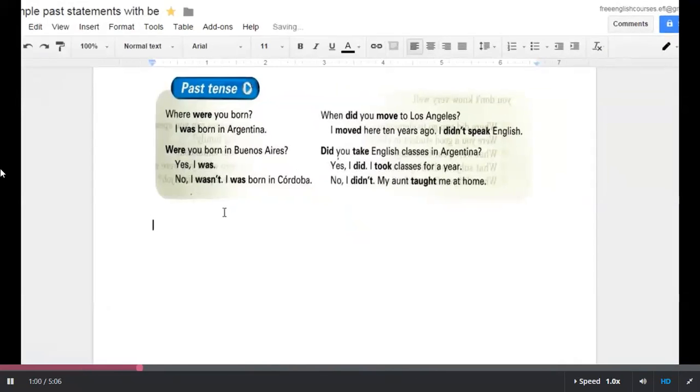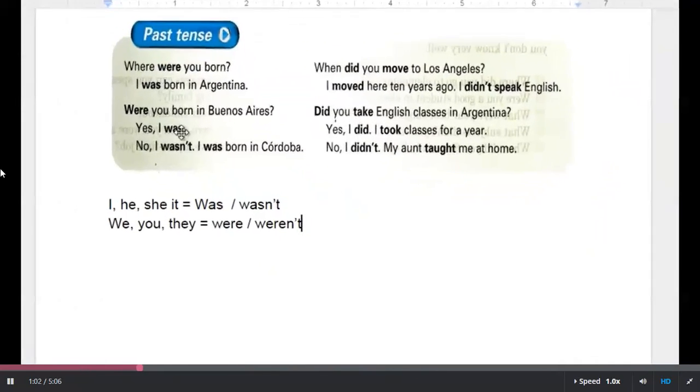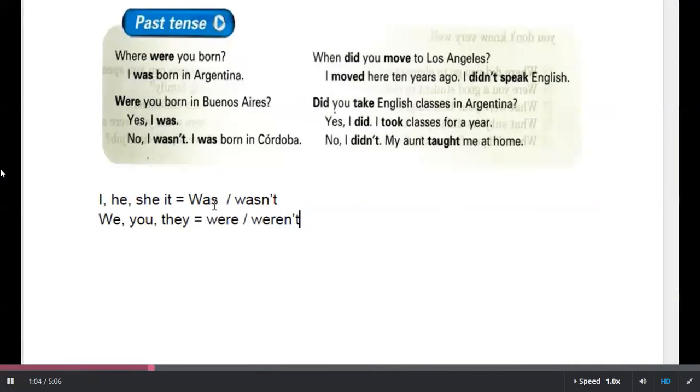What I want to do is explain the following concept, and that is that the verb to be will change depending on the pronoun that you use. For instance, whenever you use the pronouns I, he, she, or it, the verb to be that we're going to have to use for positive sentences is was. And whenever we make a negative sentence, then we're going to have to use wasn't. So if we look at our example here at the top, I was born in Argentina.